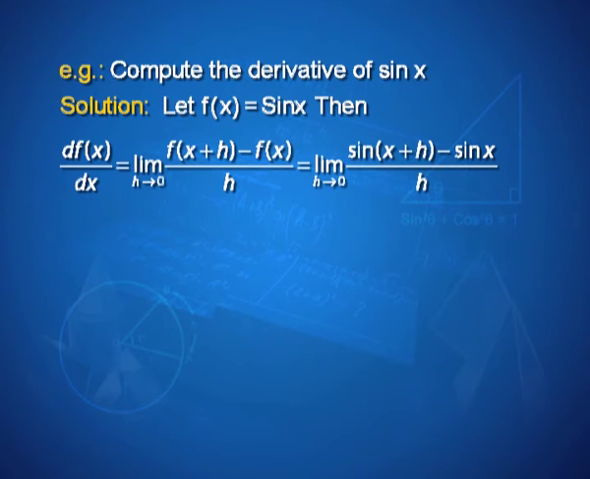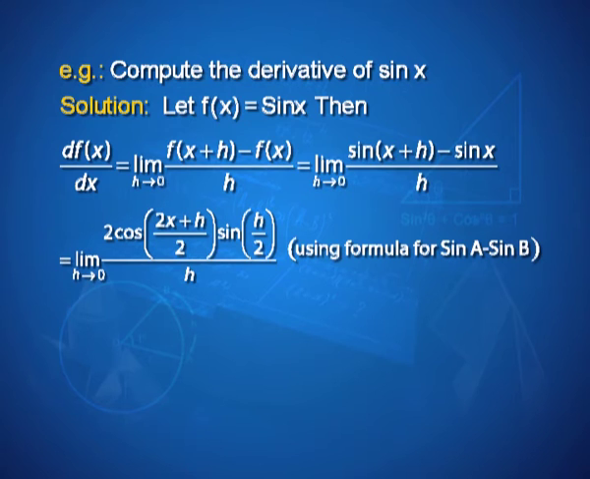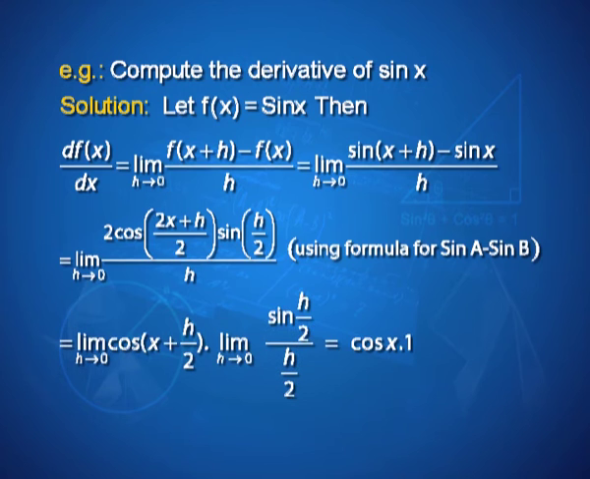Here we use the formula of sin a minus sin b, and this can be simplified as the limit of 2 cos((2x + h)/2) · sin(h/2)/h as h tends to 0, which can be simplified as the limit of cos(x + h/2) into the limit of sin(h/2)/(h/2) as h tends to 0. Here this is equal to cos x into 1, which is obviously equal to cos x.